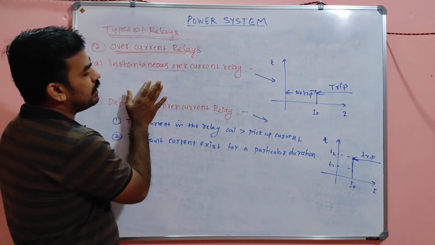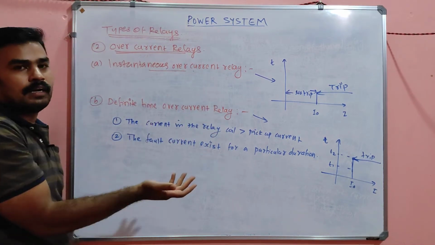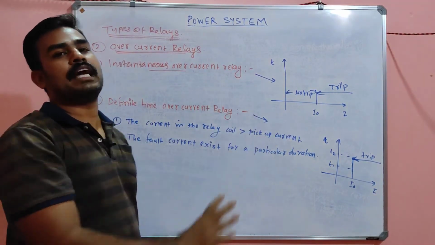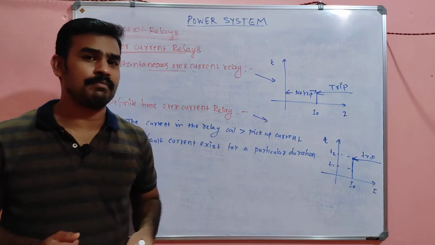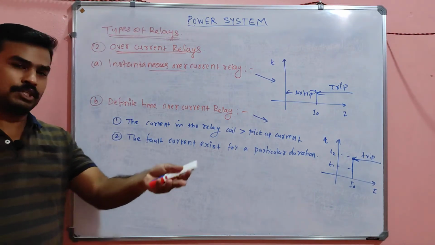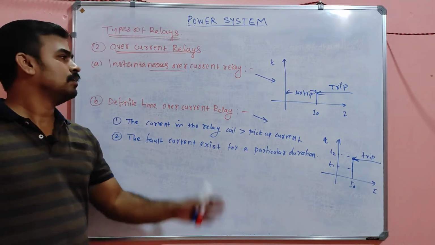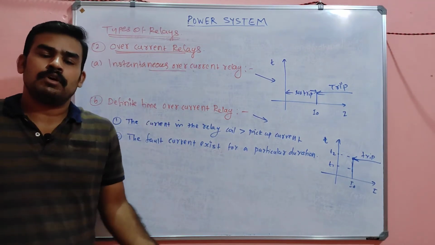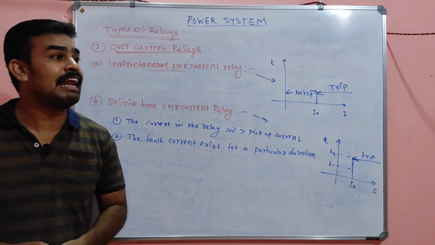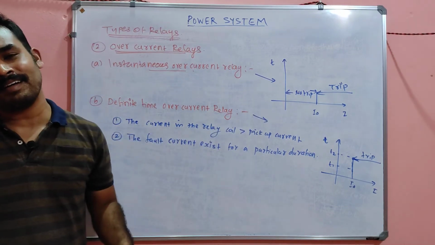If you simply use an instantaneous overcurrent relay, at the instant of fault itself it can operate. So what is the problem there, my dears? You should ask me, sir, what is the problem then? You can instantly switch off, no problem, na. The problem is there, the reliability of supply will be affected, na.